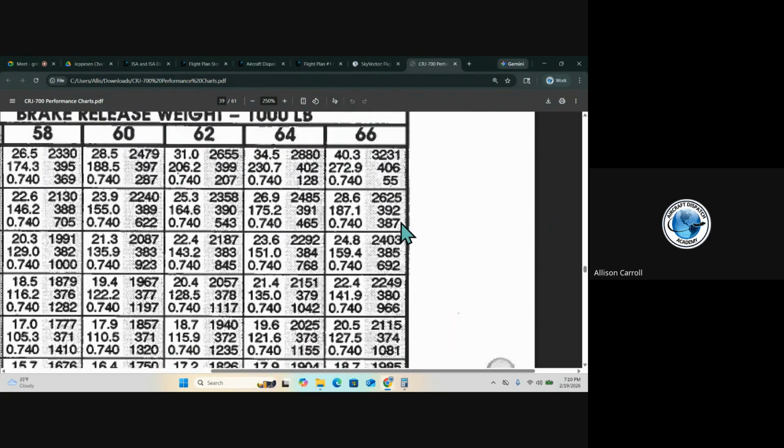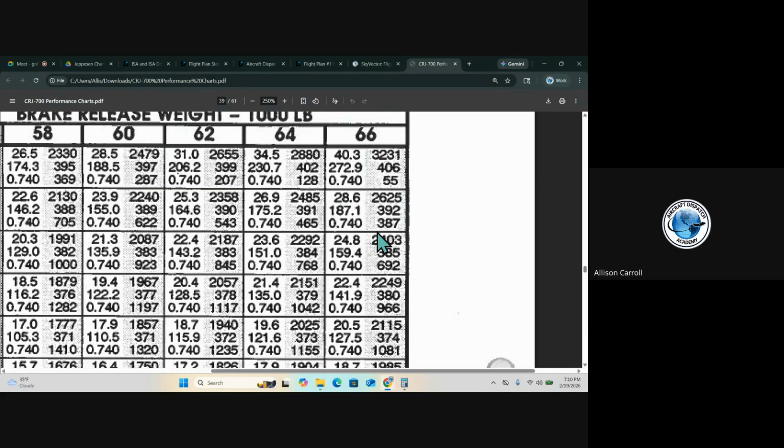So to go to 37,000 feet is 2403. To go up to 39,000 feet is 2625. So that's the higher fuel burn. So just utilize this box right here. Keep it simple. Don't overthink it. Okay. Don't overthink it. I know some of you are just going to think, oh, I have to interpolate. Don't overthink it.